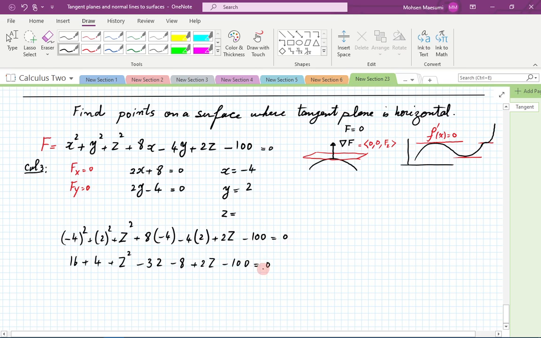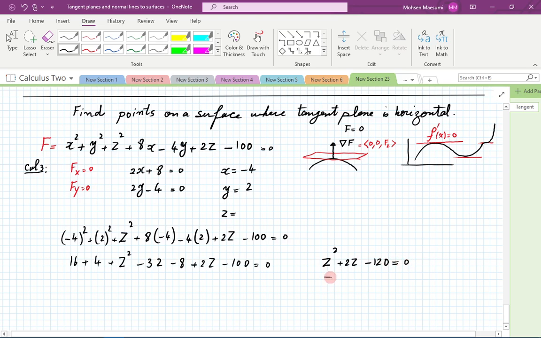So let's clean this up. I have z squared. Let's write that first, and then I have a 2z, and then let's add up all the positives. So what do I have? 16 and 4, I have 20, and then minus 140, so it looks like a total of minus 120 equal to 0.